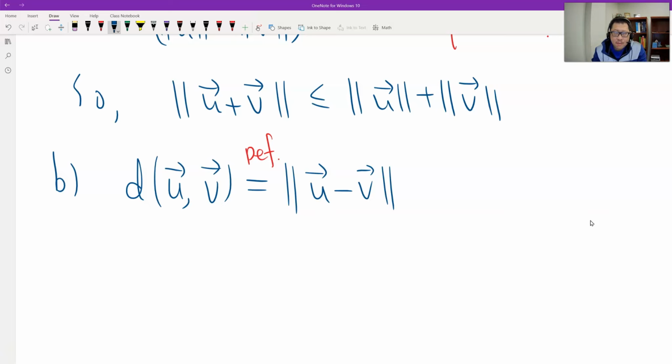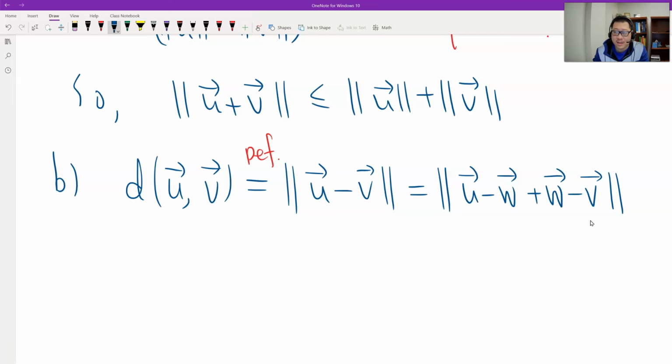We need to put one more vector, w, the middle point, in. So we do this small trick: minus w and then plus w. See, we did not change anything. And then we associate, putting this together and this together. So the first is one vector, and the second is another vector.